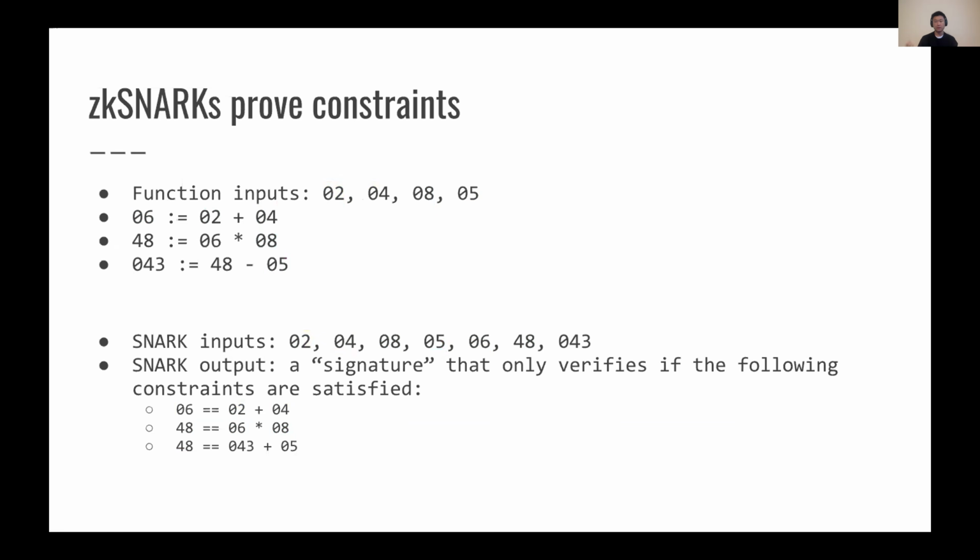So just as an example, suppose that I take inputs 2, 4, 8, and 5. The result that I'm going to get if I plug all these into the function is 43. The SNARK is basically going to see these 7 numbers that are produced during the course of this computation. And what the SNARK is able to do is it will generate a valid signature of the computation if 3 constraints on these 7 numbers are satisfied. And because these constraints exactly represent what's going on with the computation, in this way, the SNARK is essentially proving correct execution of the function.